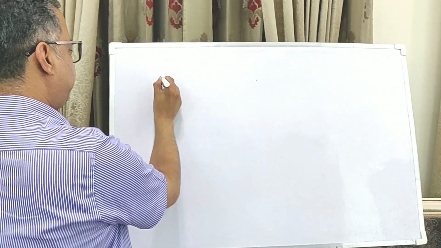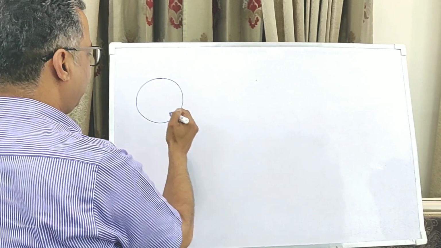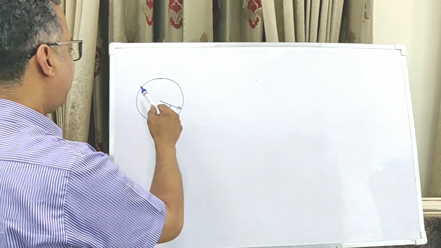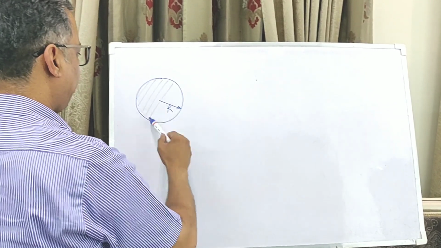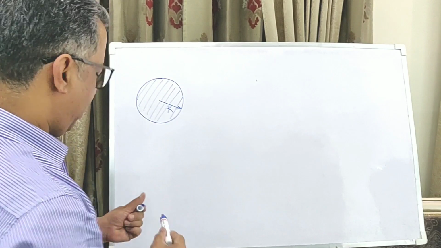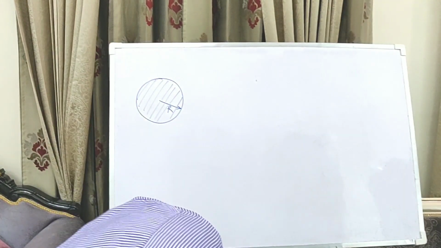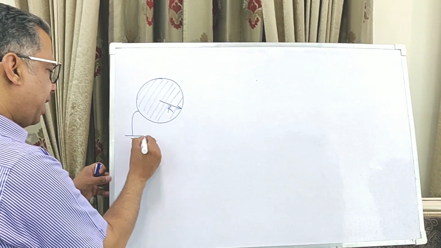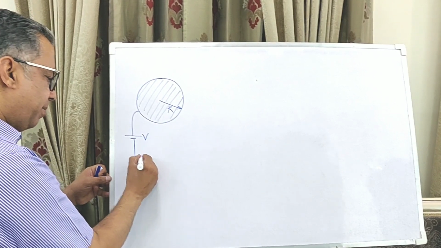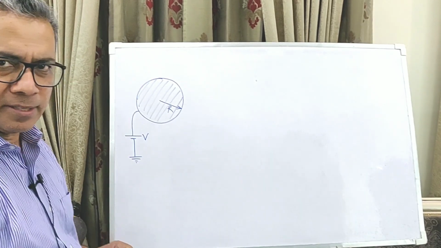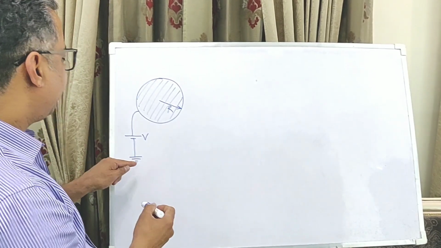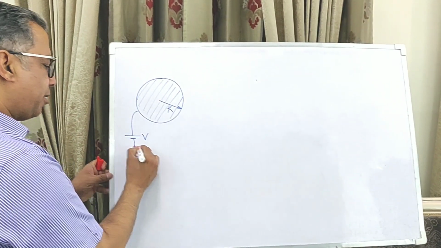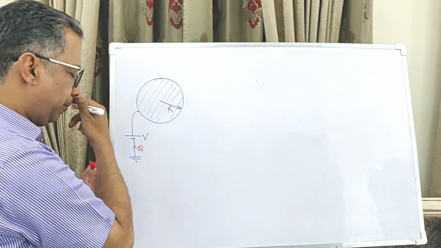So we've got a spherical conductor having a radius r, and we connect this conductor to the positive terminal of a battery of EMF V, and the negative terminal is connected to the earth. So once we made these connections, what happens is there's a transfer of charge Q from the earth onto this conductor.